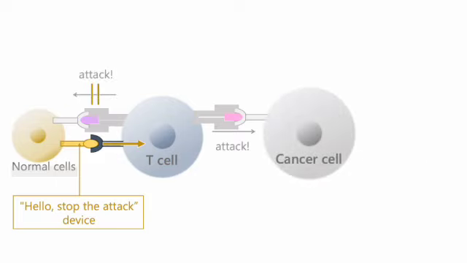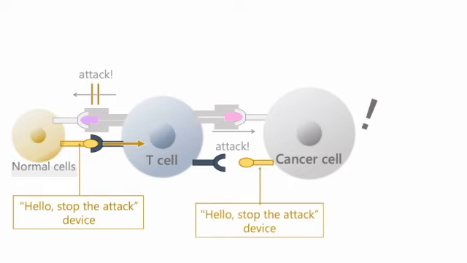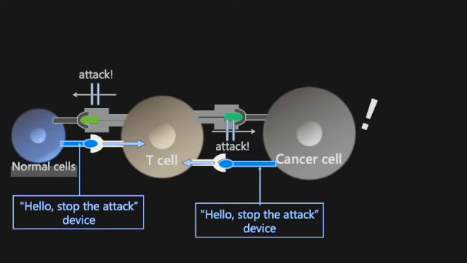Cancer cells have taken notice of this mechanism. They cloak themselves with this "hello, stop the attack" device. T cells no longer attack cancer cells that have this mechanism. We all want to somehow defeat cancer cells. What would you do?